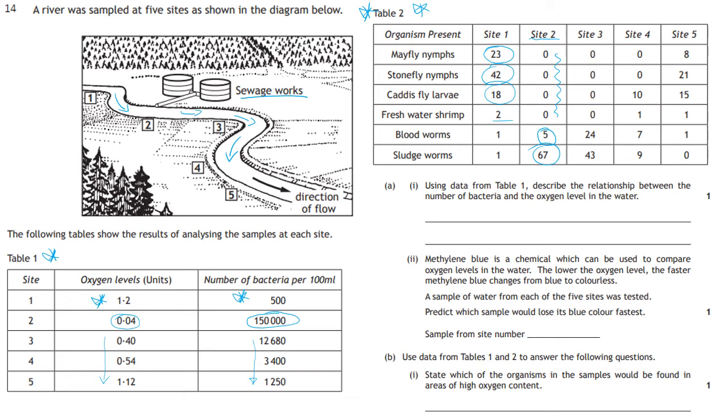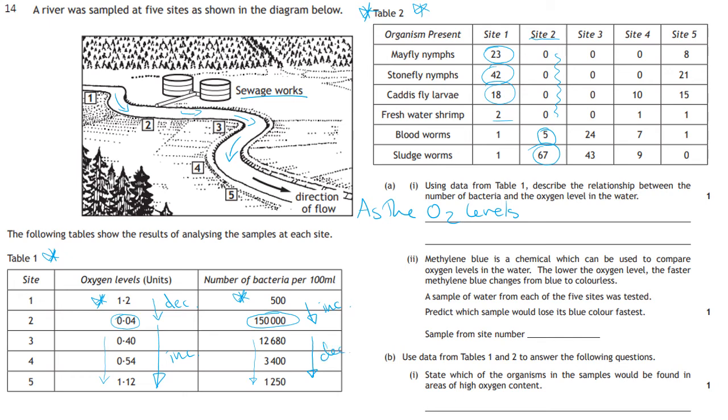Using data from table 1, describe the relationship between the number of bacteria and the oxygen levels in the water. So look at this first, right? What we want to do is a relationship you do as the. So as the oxygen levels, right? What's happening to the oxygen levels? The oxygen levels are decreasing. So look at this, 1.2 to 0.04. The oxygen levels decrease, right? Look at the number of bacteria. Number of bacteria are increasing. But now look, from 0.4, what's happening to the oxygen concentration? It's now increasing.